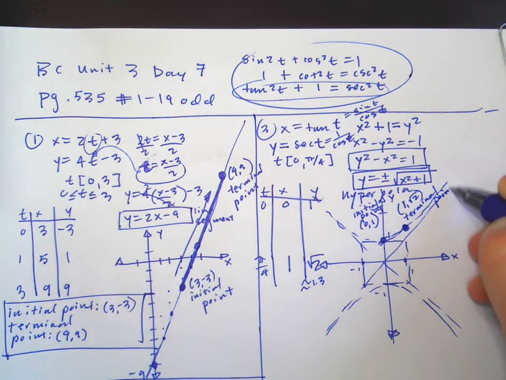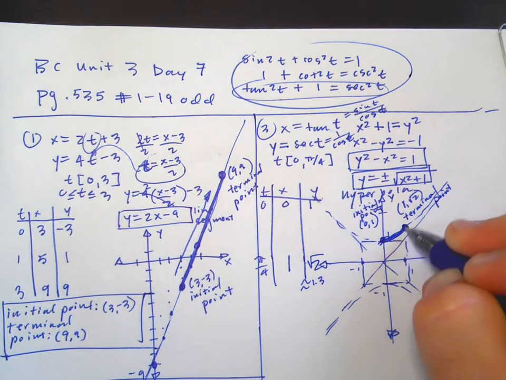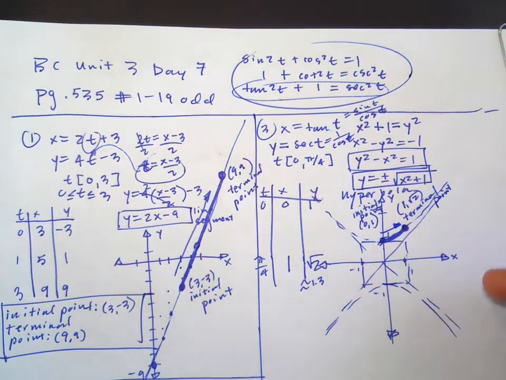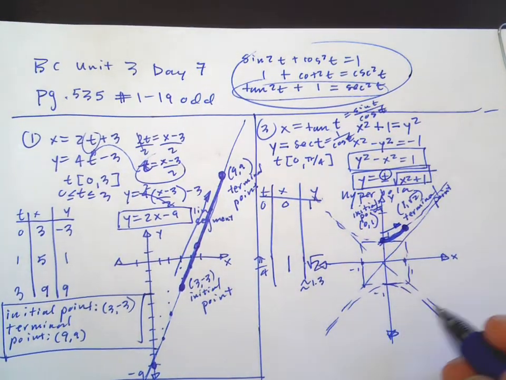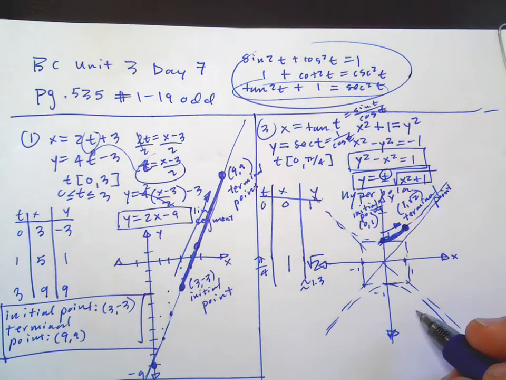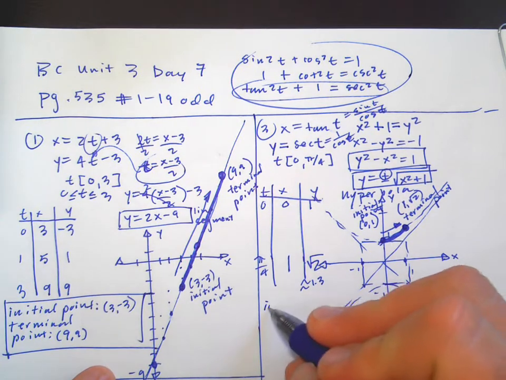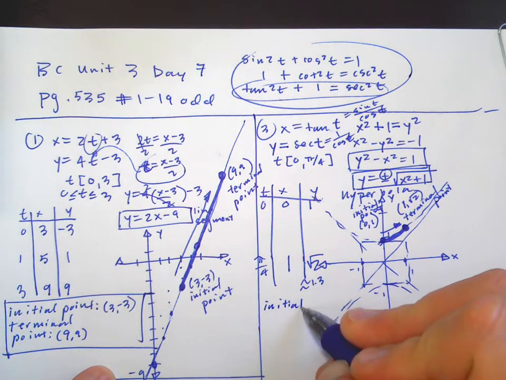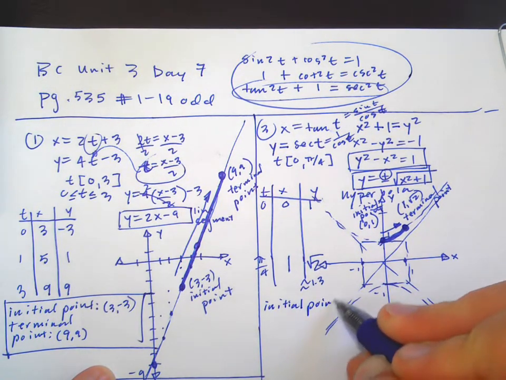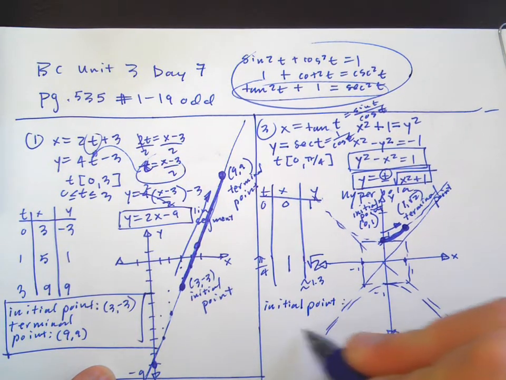So it's just going to be this portion of the curve right here, going from that to that. So we could just go with the positive square root here. And there you go.